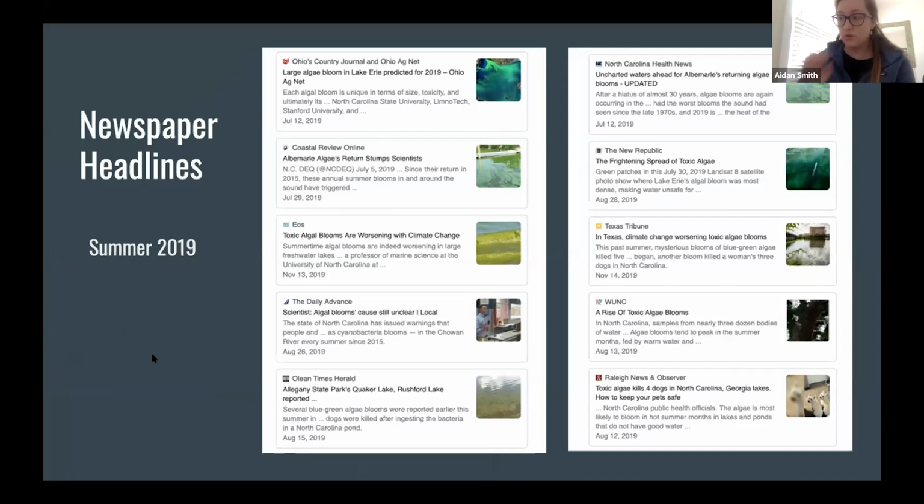Harmful algal blooms are an increasingly common phenomenon due to a lot of conditions, temperature, increased nutrients in the water, things like that. And severe bloom events in the Chowan River and western Albemarle Sound have been more recently associated with the presence of cyanotoxins.